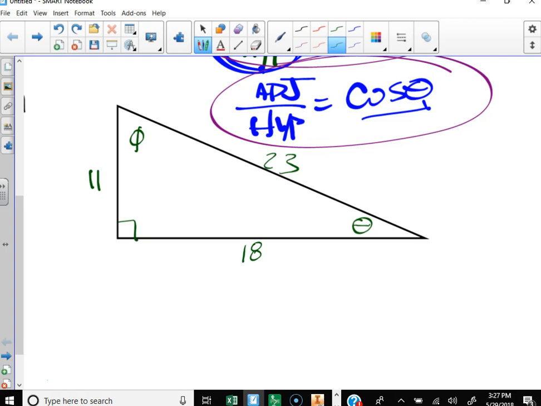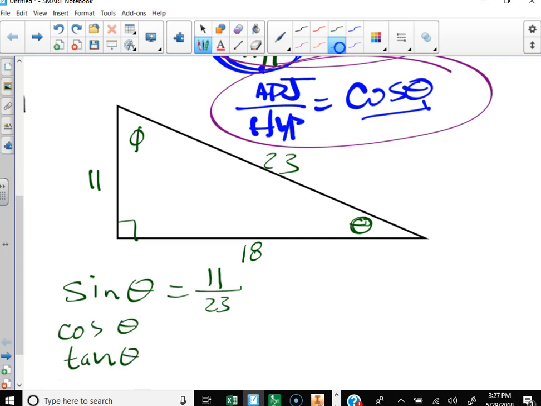Now, try a little quick test. What would be the sine of theta? And think about it. Maybe pause the video. From dealing with theta, what's its opposite? That would be 11. And I know that sine is opposite over hypotenuse, and the hypotenuse is 23. Boom. So try. You've got 6 of them. See if you can come up with cosine of theta, tangent of theta, sine of phi, cosine of phi, tangent of phi. See if you can find them all. Pause the video. See if you can get them.